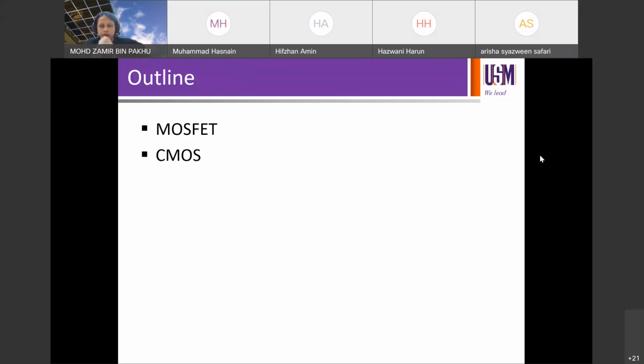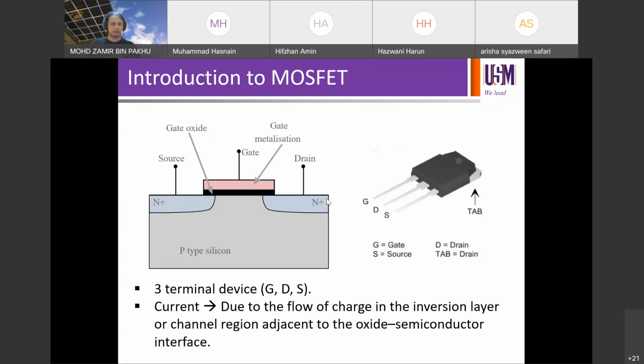Okay, so we've also seen a family of curves of ID versus VDS with different levels of VGS. VDS is the drain source voltage, and VGS is the gate source voltage, right? So that's the revision of the last section.